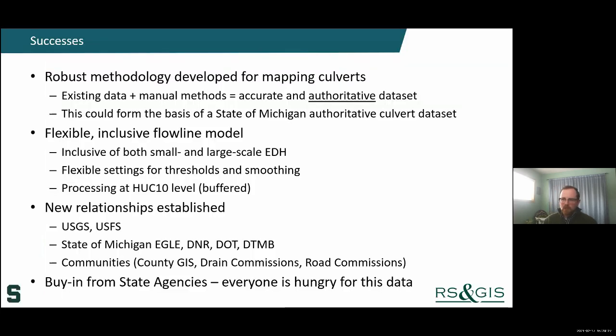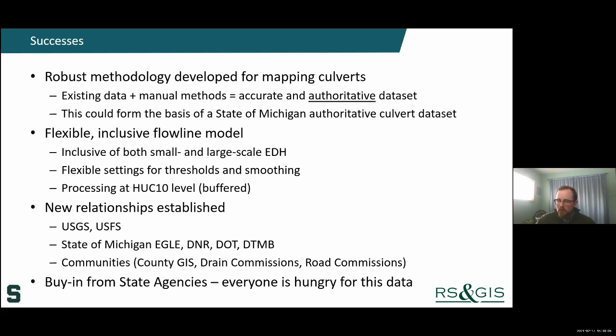Here are some successes that we've experienced. We have come up with a robust methodology for mapping culverts, with a lot of different trial and error, but we have an accurate and authoritative data set. Hopefully this can be the basis for a state of Michigan authoritative culvert data set. We've got a flexible, inclusive flow line model, so we can work at a variety of scales and set our thresholds to get lines that we like and smooth them appropriately. And then we figured out that processing level that works well.